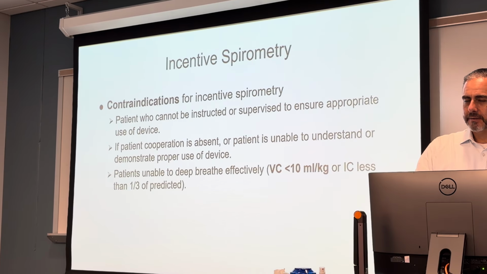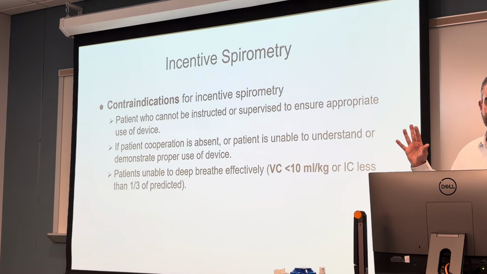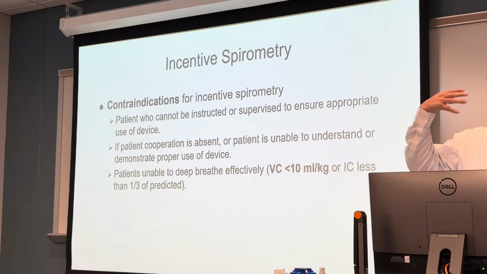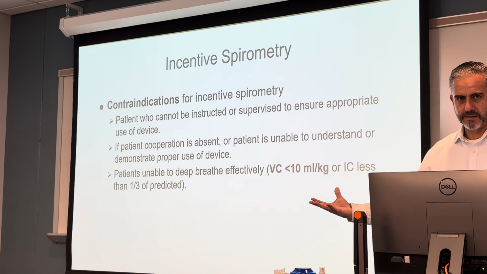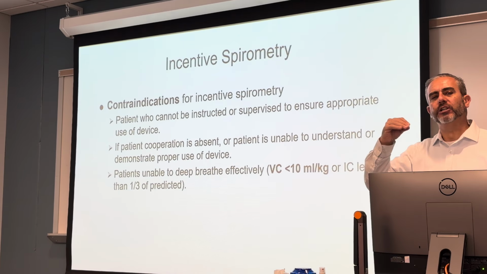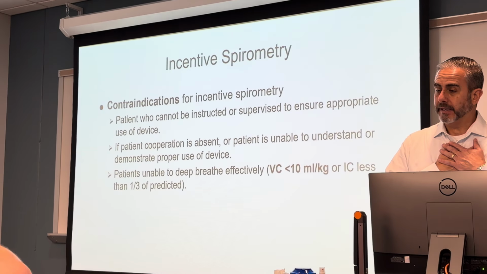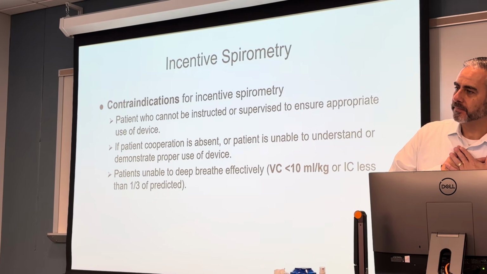Now, contraindications. What's a contraindication? The downsides. Okay, so when you shouldn't use it. Now, these are not necessarily, I don't want to say these are harmful things, but these are things to understand. So when incentive spirometry should not be used, or probably wouldn't be of benefit: a patient who can't be instructed or supervised to ensure appropriate use of the device. So this always makes me laugh and be sad all at the same time.